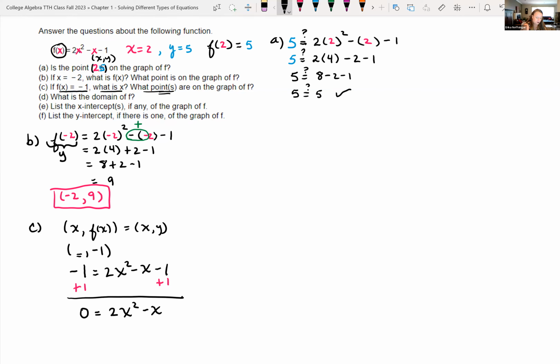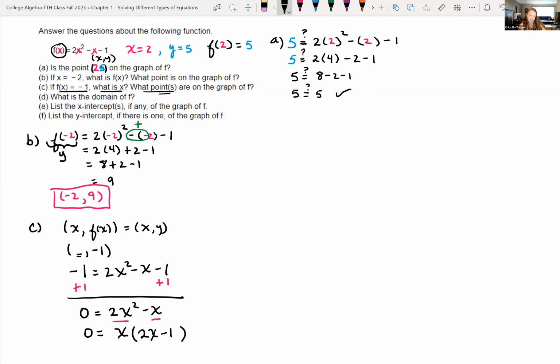Notice that both terms have x in common. So we can pull 1x out of both of those terms. If I pull 1x out of 2x squared, what we're left with is 2x. And if I pull a single x out of -x, I would just be left with -1.